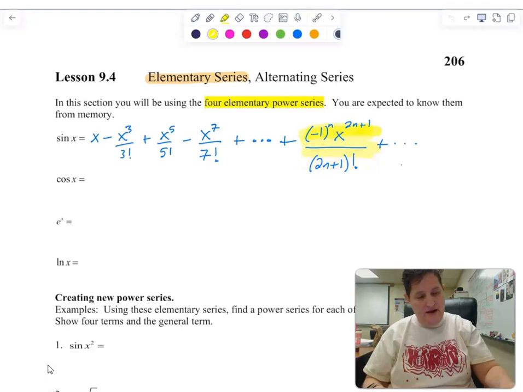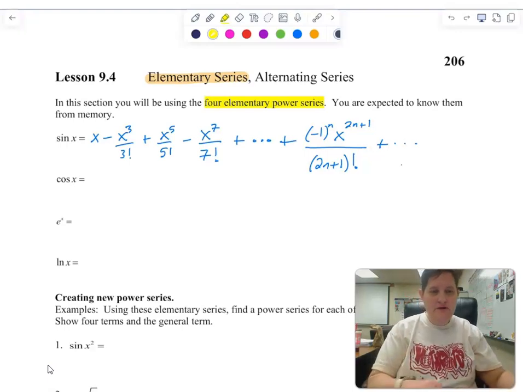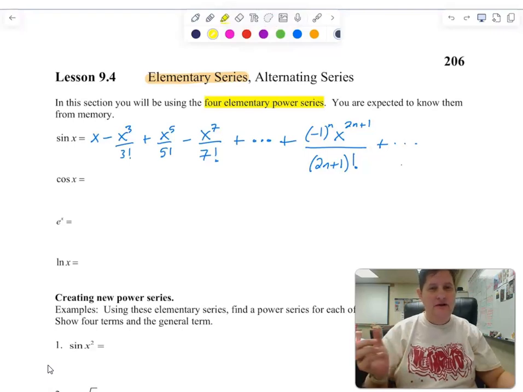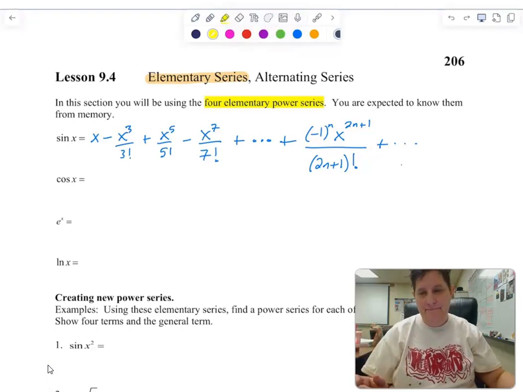The main thing I want you to memorize is that this is odds and it's alternating. So that's what you need to remember. It's the odd exponents and the odd factorials, and it alternates every time.